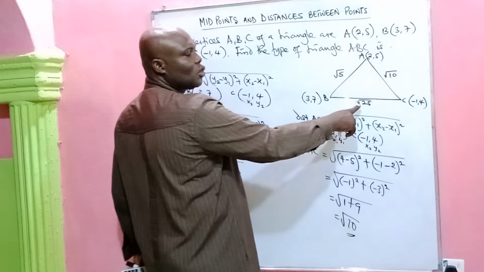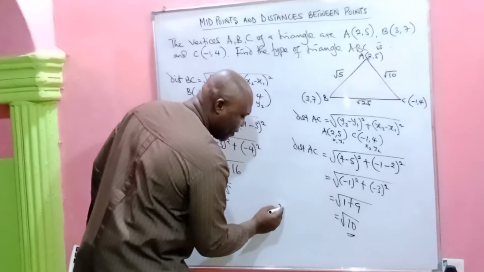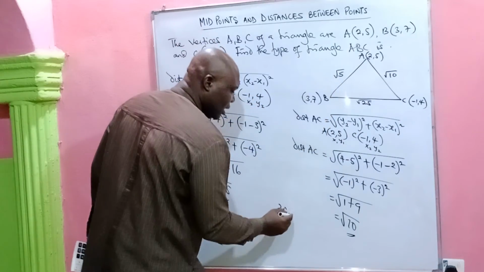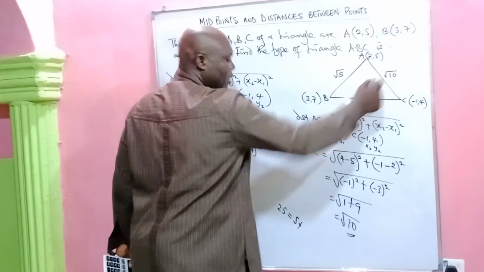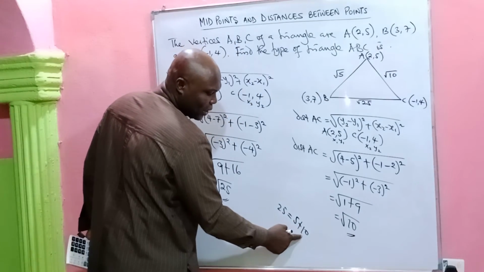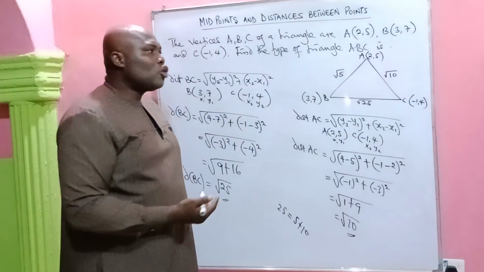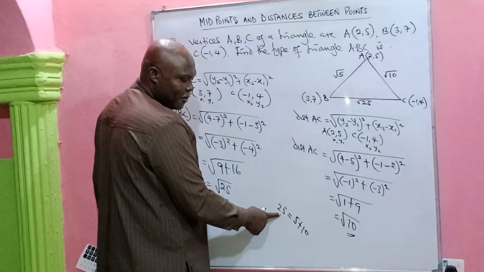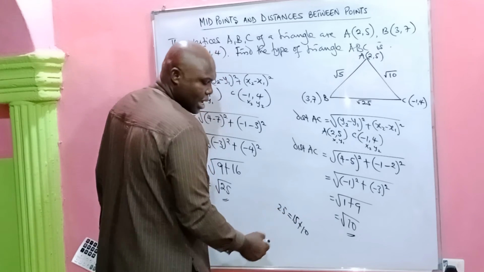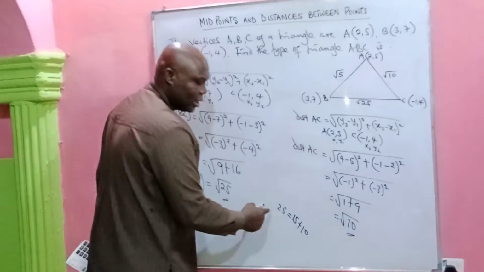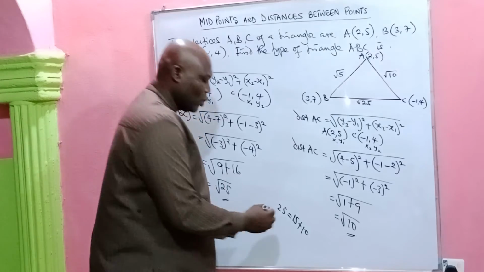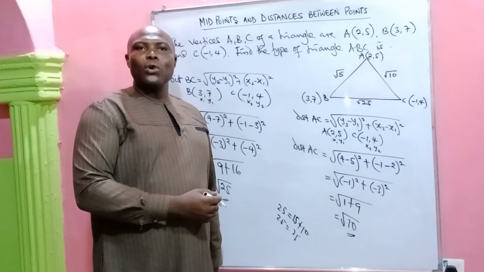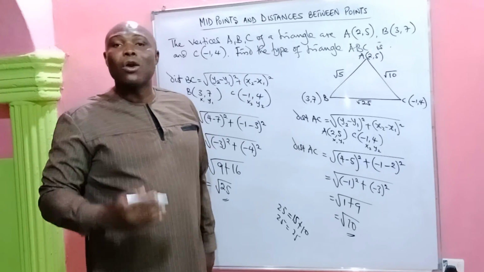Why? Because the square of the longest side, 25, should equal the sum of the squares of the other two sides. The square of this is 5 plus the square of this is 10. And of course, 5 plus 10 will not give us 25. But where the longest side, let's say for instance, was 25 and here was 15, here 10, by the time you add this to this, it gives us 25. It means 25 will be equal to 25. We can now conclude that this triangle is a scalene right angle triangle.